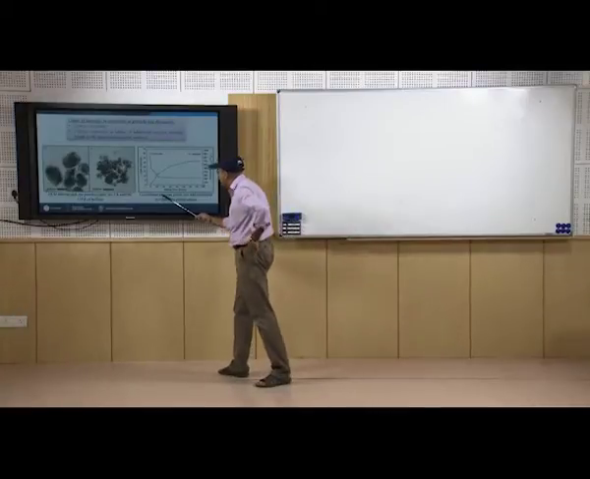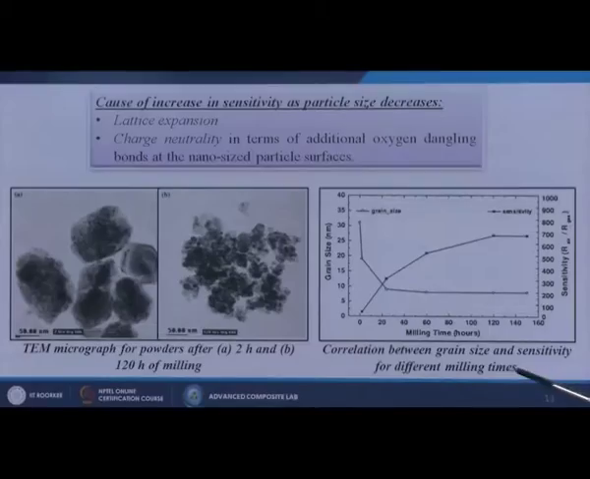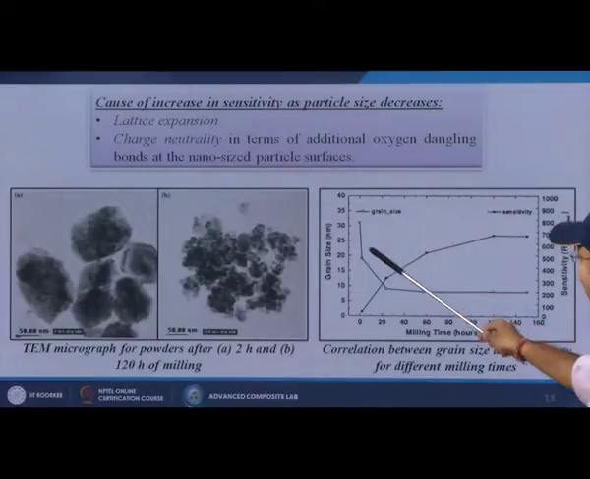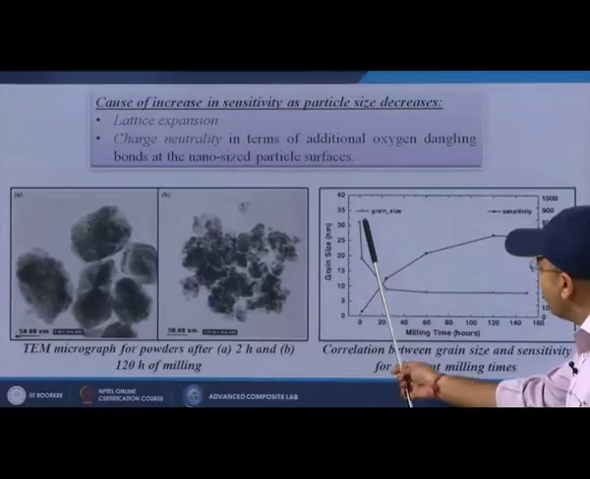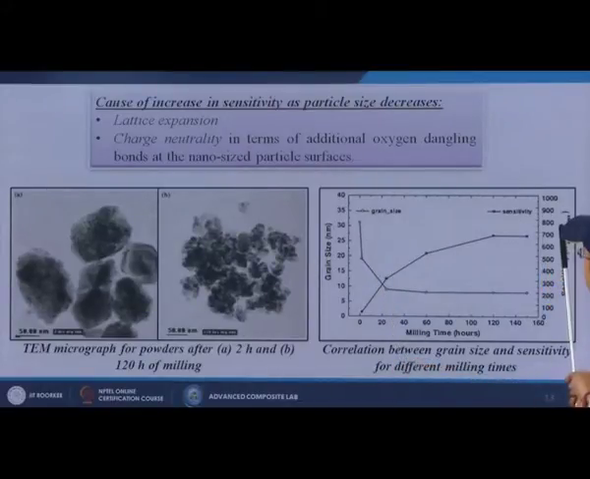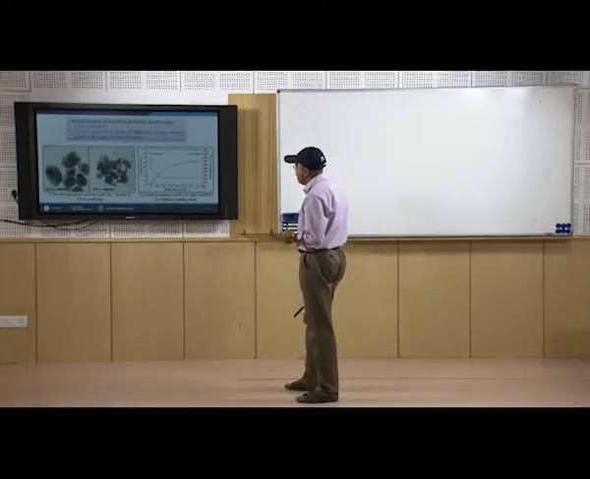On the right hand side is the correlation between grain size and sensitivity for different milling times. When the grain size is reducing, the sensitivity of that particular material changes. When the grain size is around 30, the sensitivity is around 800, but the problem is that at that time the sensitivity is too low. So when we decrease the grain size, the sensitivity of that material increases drastically. That is the beauty of this kind of nanoparticles.